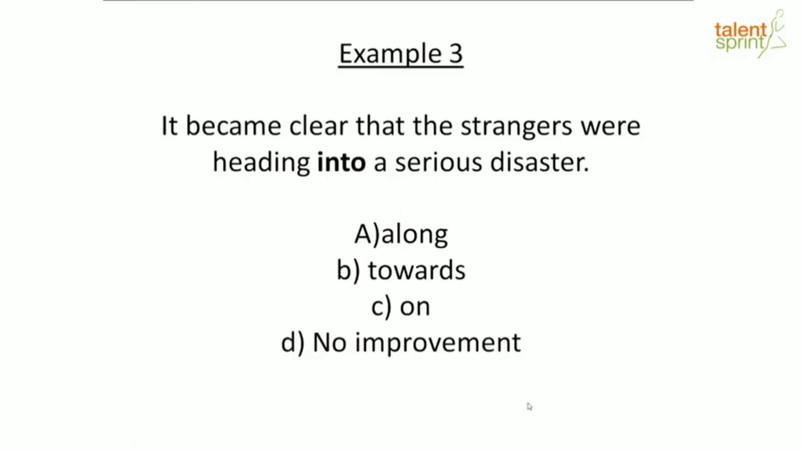It became clear that the strangers were heading into a serious disaster. And the highlighted word is into. And my options are along, towards, on, and no improvement. So it became clear that the strangers were heading into a serious disaster. Now let's look at our options. Into, the highlighted preposition in the context. What meaning does it convey?